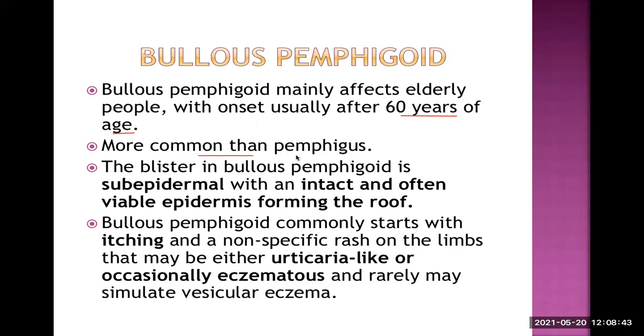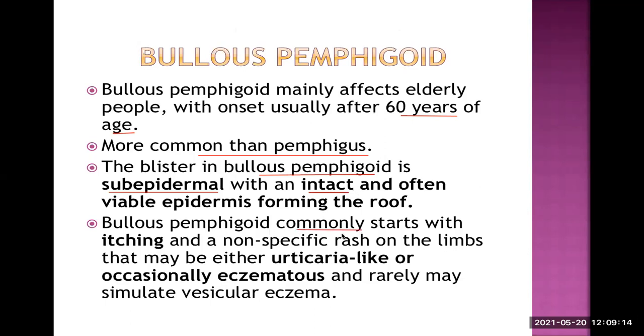It is more common than Pemphigus vulgaris, and the blister in case of Bullous Pemphigoid is subepidermal, and because of this important point, they are not easily ruptured. It means when the patient comes to us, those vesicles or blisters are still intact. So we can see more blisters in this case than in Pemphigus vulgaris.